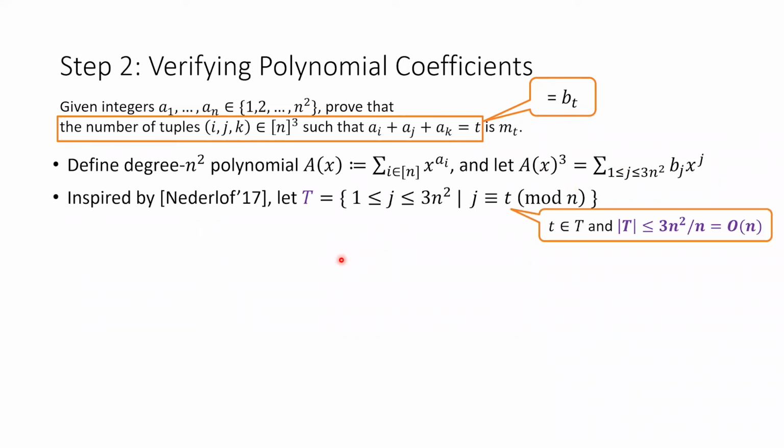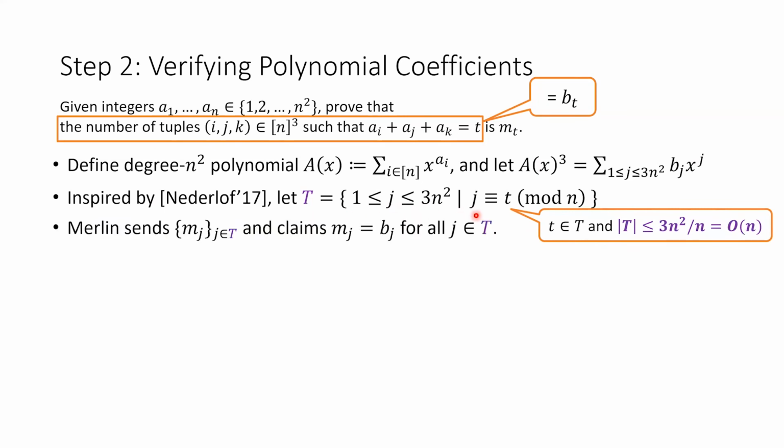And now we are going to use a technique that is inspired by the previous work of Nederlof. Let's define a set of numbers, capital T, which is an arithmetic progression of common difference n, and it includes t, and it also includes all the numbers that are equal to t mod n. So we can see that capital T has at most 3n squared over n numbers, which is linear in n.